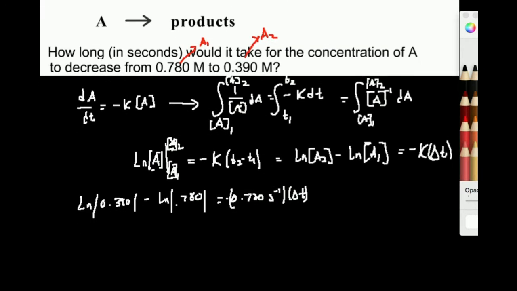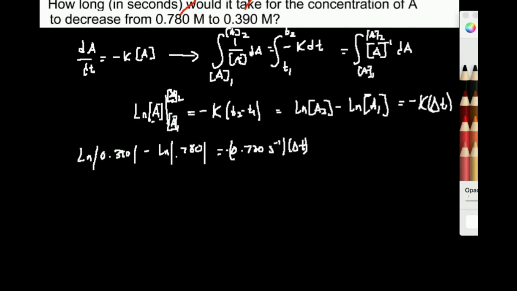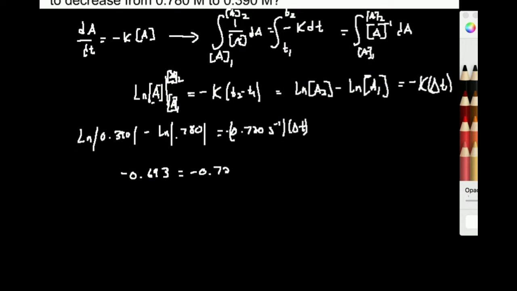And now let's go ahead and figure out what these natural logs are. With the calculator I have natural log of 0.390. And then I'm going to subtract from that natural log of 0.780. And the value I get is negative 0.693. And this is going to be equal to negative 0.720 per second. And that's going to be times delta t.